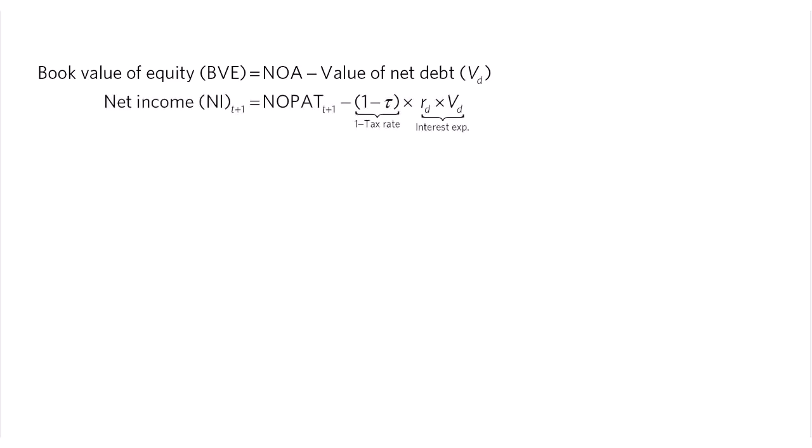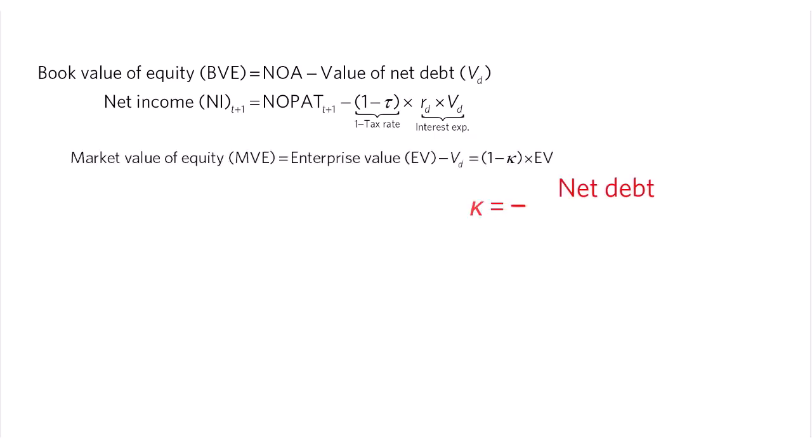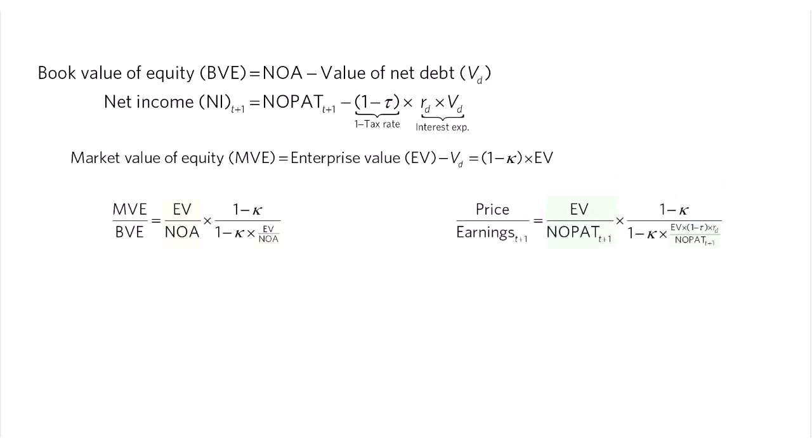To see how leverage affects equity multiples, we can relate the book value of equity to the net operating assets by simply subtracting the debt, which is typically carried at about market value. Similarly, net income is NOPAT less the after-tax interest expense. Under the WACC assumptions, the market value of equity is the enterprise value less the value of debt. We can use this to express equity multiples as a function of the underlying enterprise multiples and leverage.